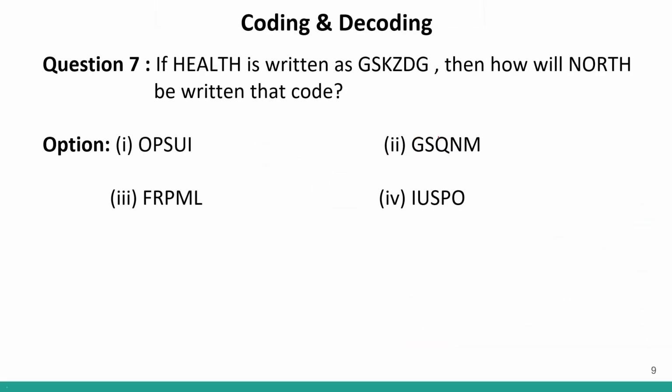Moving forward to question number 7. Question number 7. Health is coded like this. We have to find the coding for north. Okay, so let us find for health. We have HEALTH and the code is GSKZDG. Correct? Now, H is how much? H is 8, E is 5, A is 1, L is 12 and T is 20.